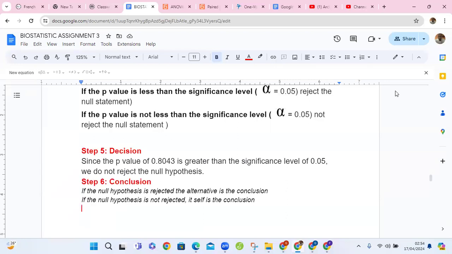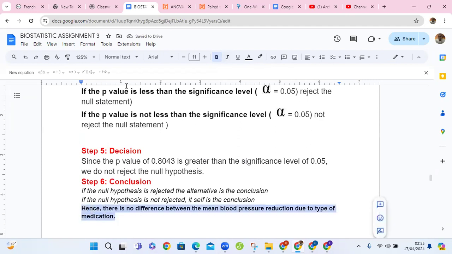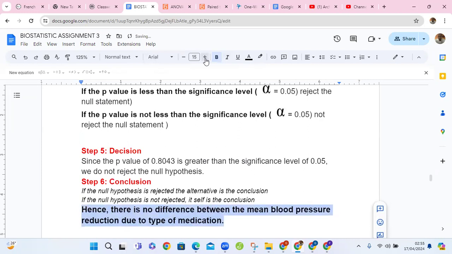So hence, there is no difference between the mean blood pressure reduction due to type of medication. The difference is not significant, in other words. There's a slight difference, but it is not significant.